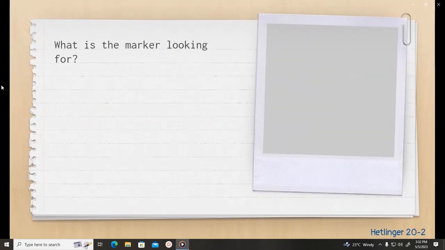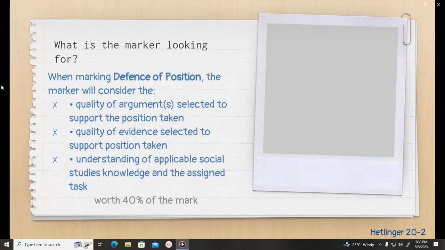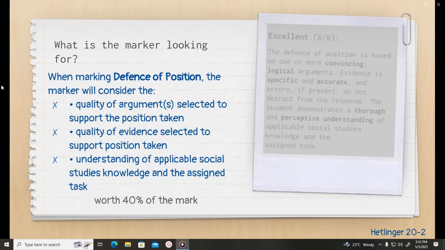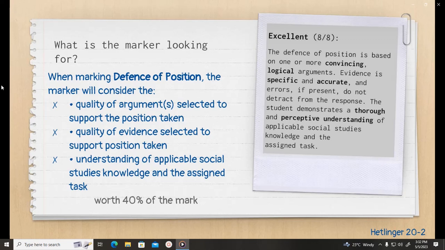When the marker's examining this paragraph, they can mark your quality of the argument. Did you use support and evidence? And do you clearly understand social studies? So in order to get 100% in this category, you need to be convincing, logical, specific, and accurate. You clearly have a thorough and perceptive understanding of this course.